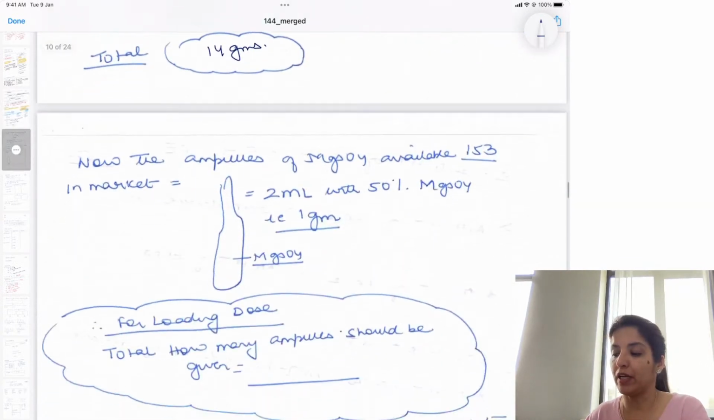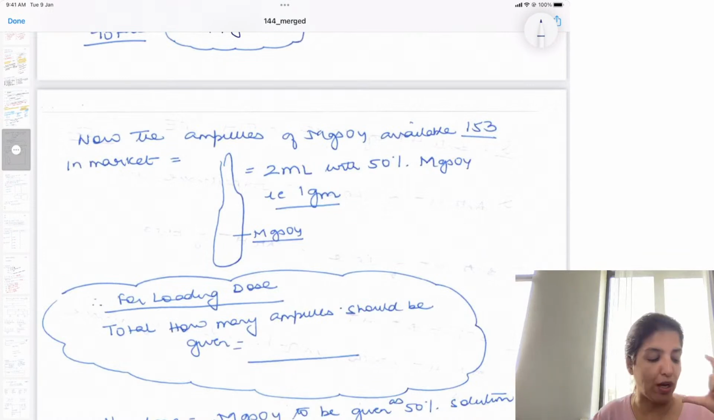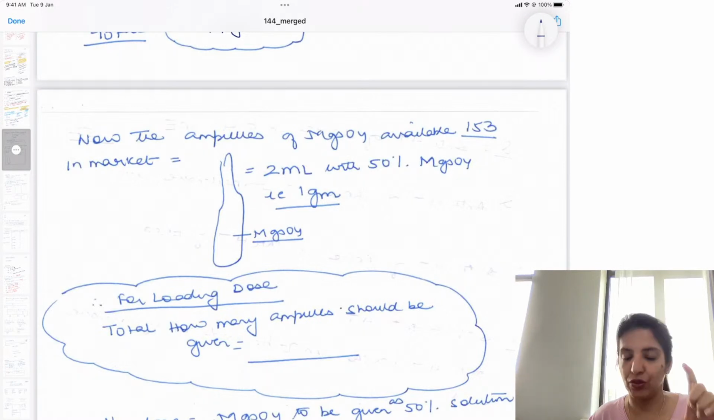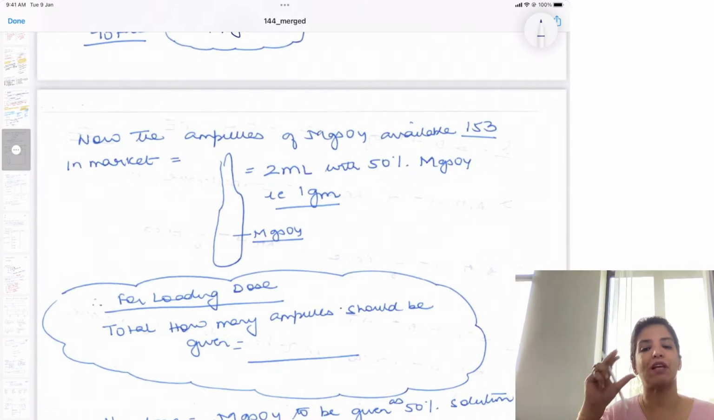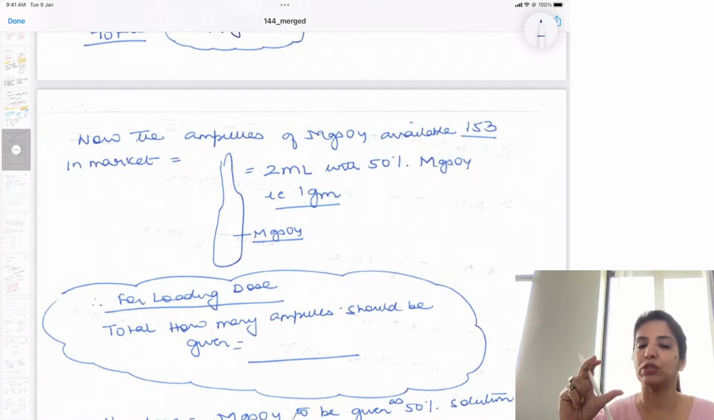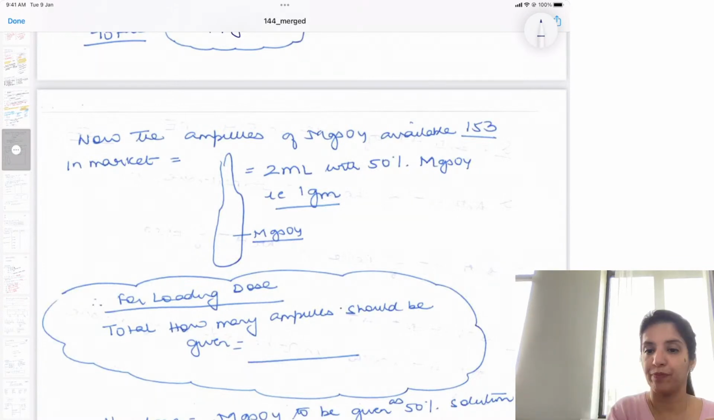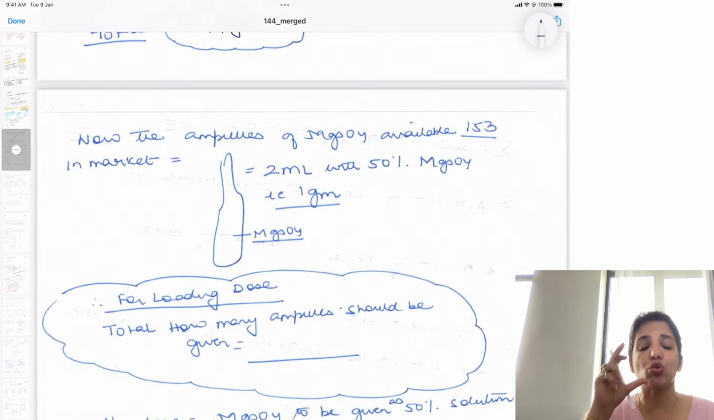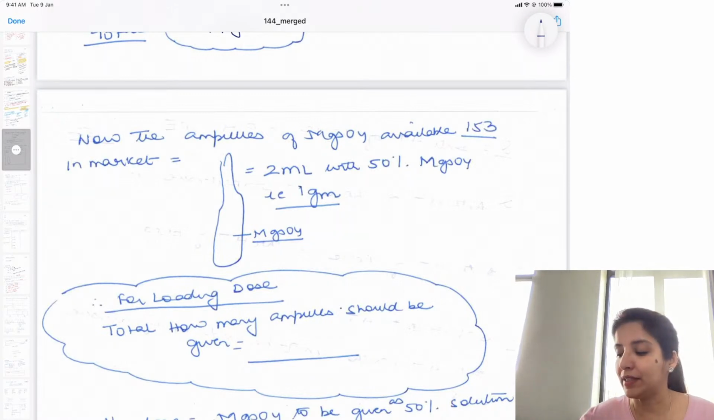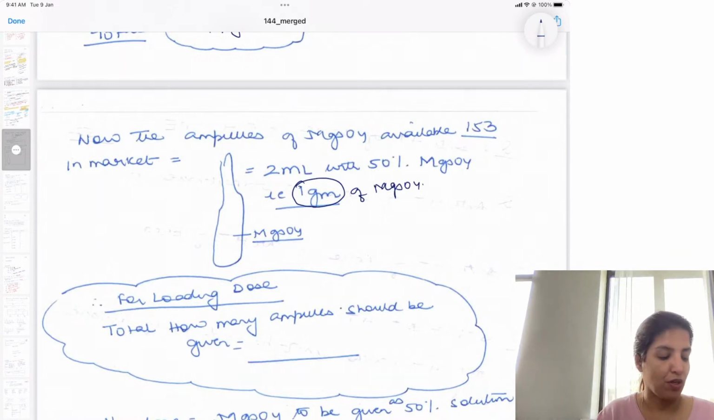Now the magnesium sulfate ampule available in the labor room is a 2 ml ampule. In all the labor rooms, the magnesium sulfate ampule available is a 2 ml ampule which has 50% magnesium sulfate. So this is the maths: if 2 ml has 50% magnesium sulfate, then 2 ml will have 1 gram of magnesium sulfate. So a 2 ml ampule will have 1 gram of magnesium sulfate.